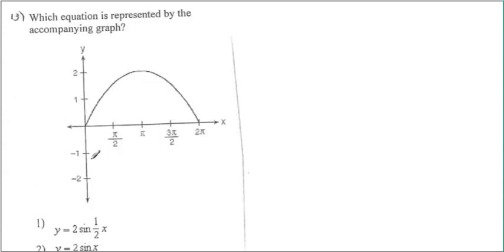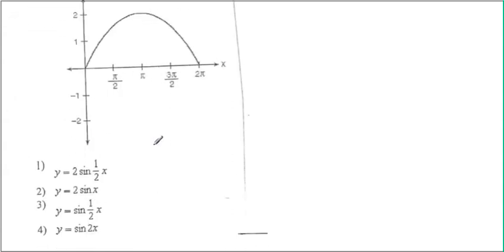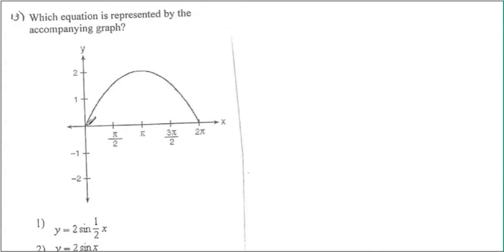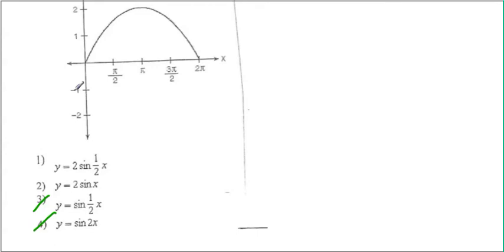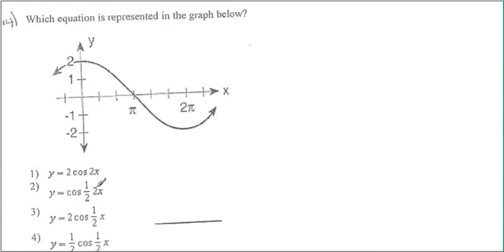How about here? Similarly, this portion looks like a sine function, and it goes as high as 2, so the amplitude must be 2. That means choices 3 and 4 cancel out. But within 2 pi, how much of a sine function do we have? Only half of it, which gets us choice 1 as our answer.